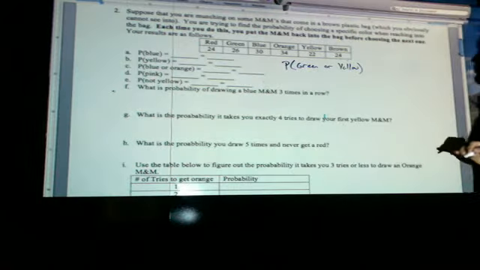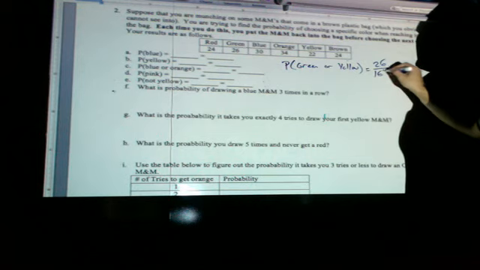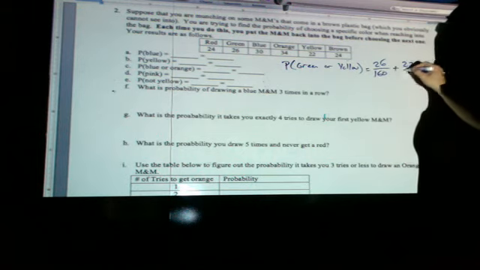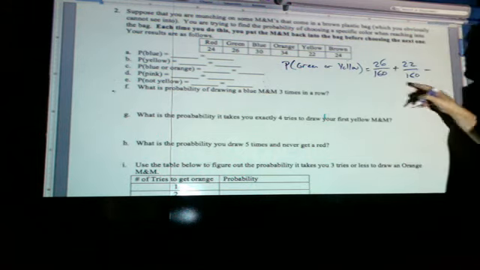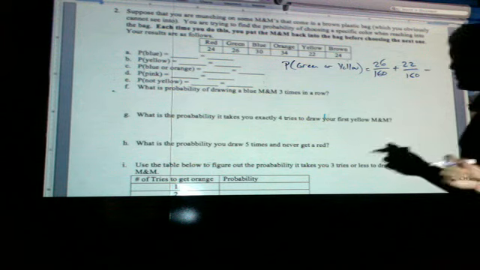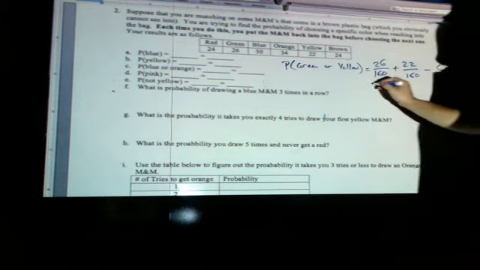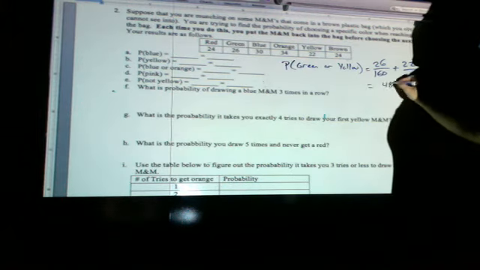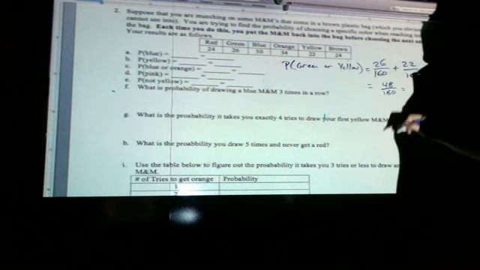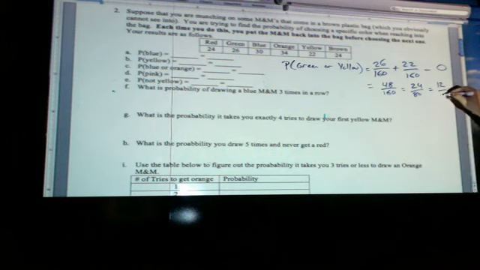Okay, so the probability of green is 26 out of 160. The probability of yellow is 22 out of 160. And then we have to subtract green and yellow. Now, can I draw an M&M that's both green and yellow? The answer is no. So we subtract a 0. So 26 over 160 plus 22 over 160 ends up being 48 over 160. That becomes 24 out of 80, 12 out of 40.